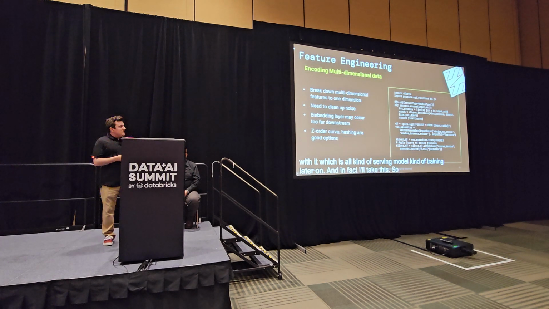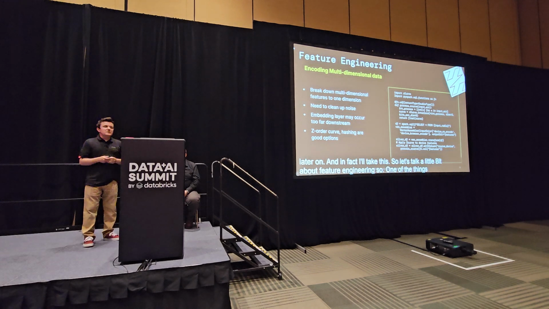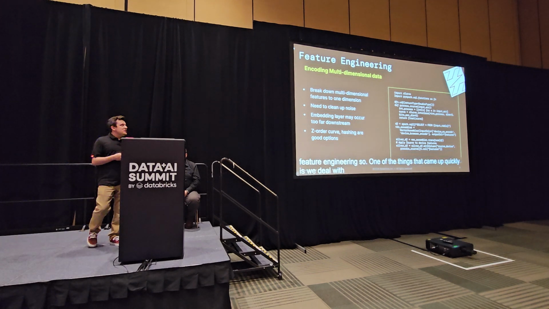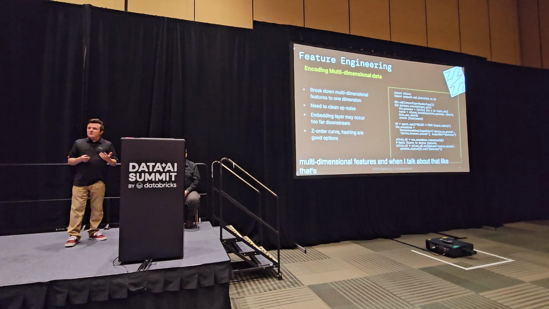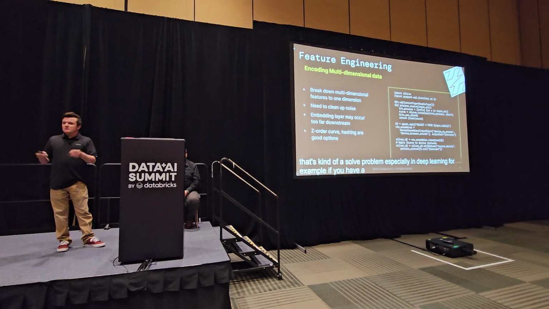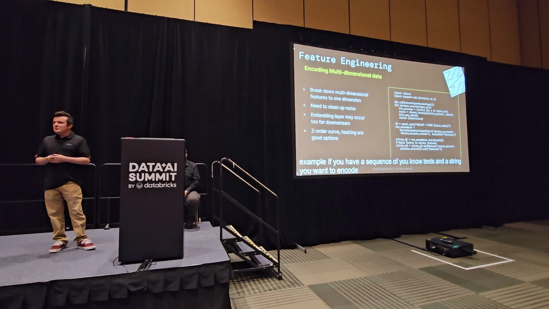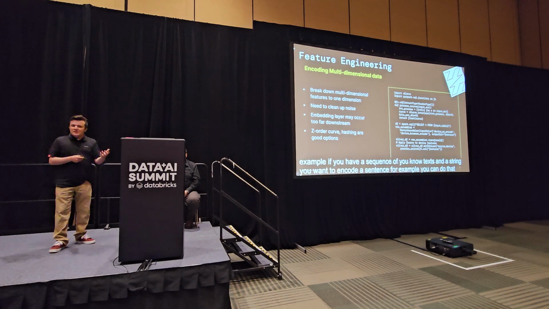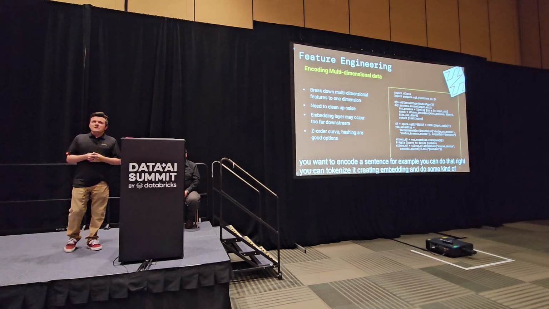So let's talk a little bit about feature engineering. One of the things that came up quickly is we deal with a lot of multi-dimensional features. When I talk about that, that's kind of a solved problem, especially in deep learning. For example, if you have a sequence of text in a string, you want to encode a sentence, you can do that, right? You can tokenize it, create an embedding, and do some kind of transformation with that.